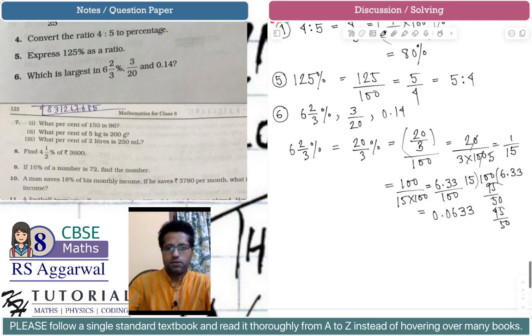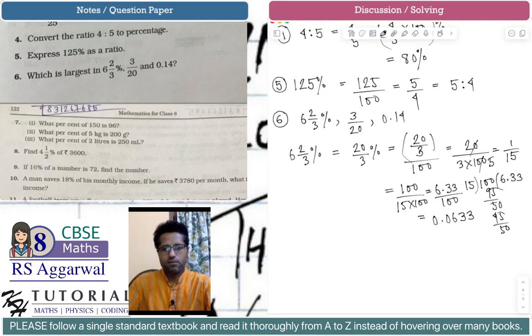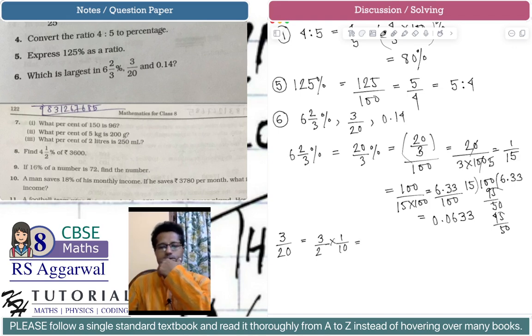Now we also have to convert the fraction 3 by 20 to a decimal. This is equal to 3 by 2 multiplied by 1 by 10, and 3 by 2 as a decimal is 1.5. So 1.5 by 10 is equal to 0.15.